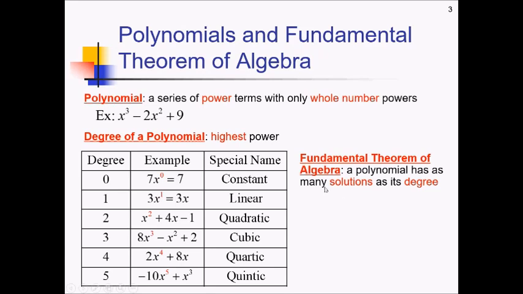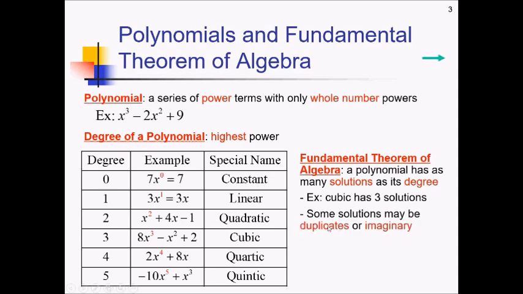Now, there's a few caveats to this, but first let's just give an example. So for example, if you have a cubic polynomial, that would have exactly 3 solutions, guaranteed. Now here's the fine print. Some of those solutions could be duplicates. You could have a double root. You could also have imaginary roots. So if you count duplicates and imaginaries, the number of solutions and the degree will always match up with polynomials.